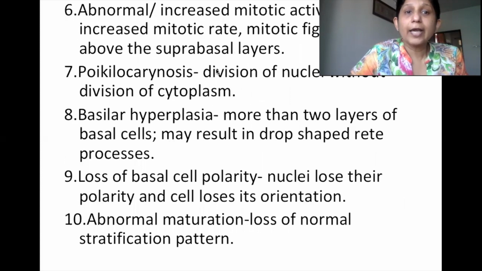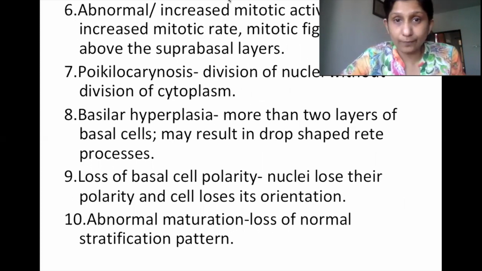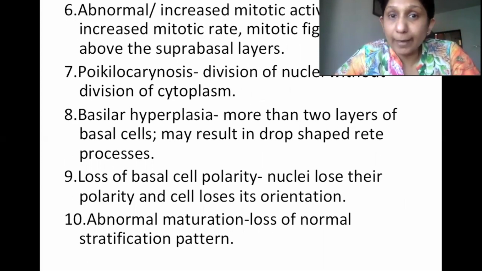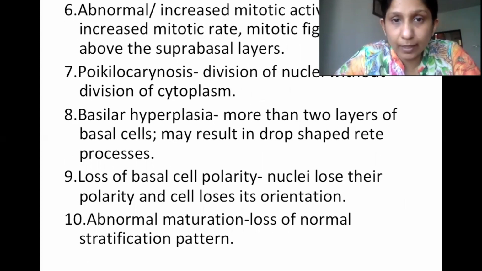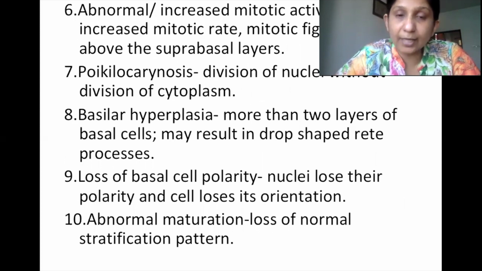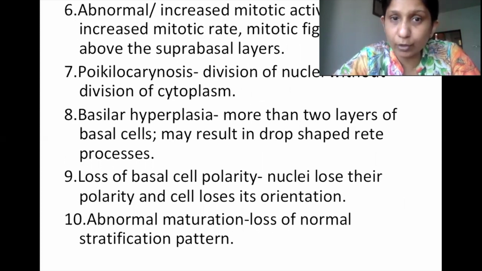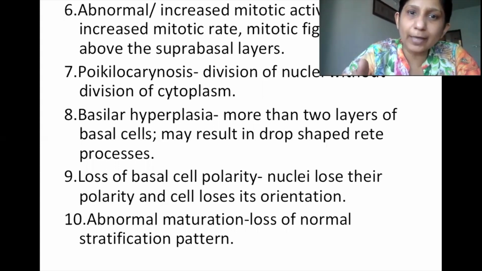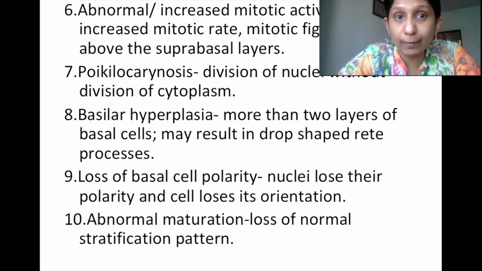The next feature is abnormal or increased mitotic activity. There are two things one has to understand here. When I say abnormal mitotic activity, I mean mitotic activity seen in a position where it was not seen earlier. Mitosis is normally a function of the stratum basale. That means the lowermost layer of the epithelium will normally be undergoing mitosis. So when you see mitosis in the superficial layers, that is in the keratinized layer or in stratum granulosum, that is when you call it an abnormal mitosis.